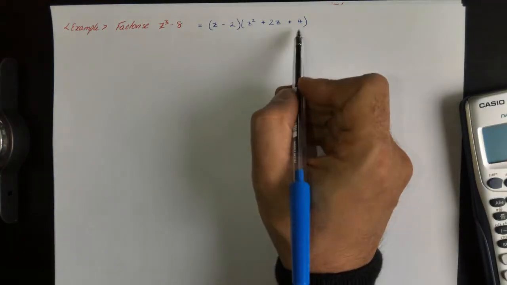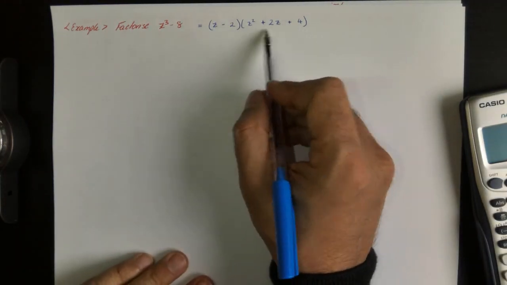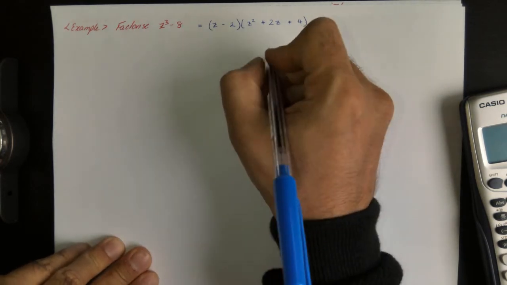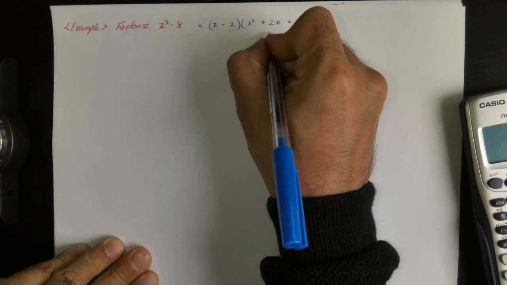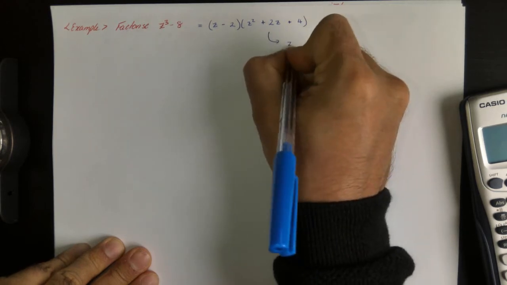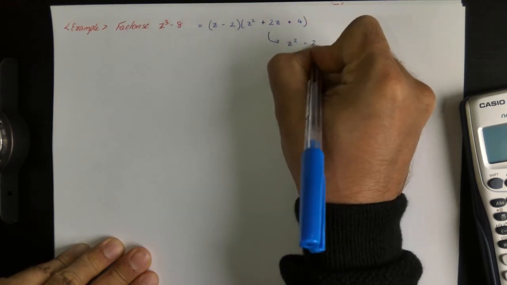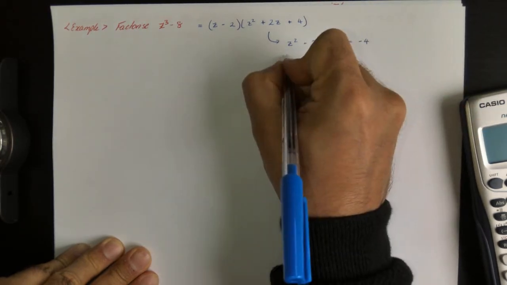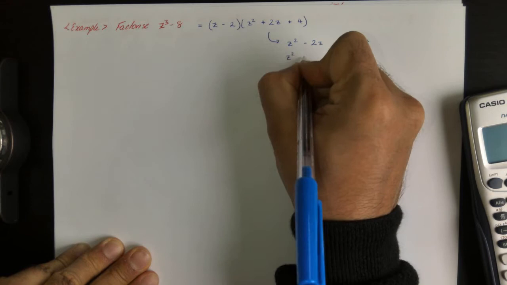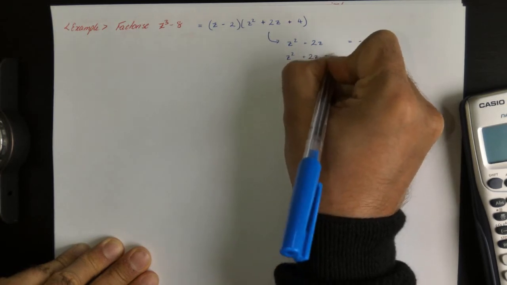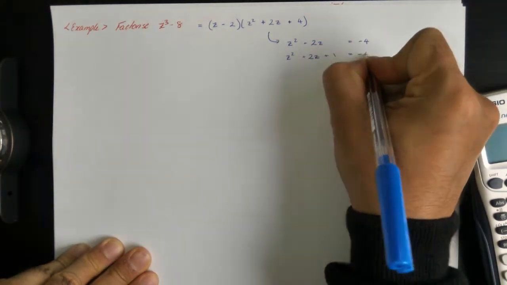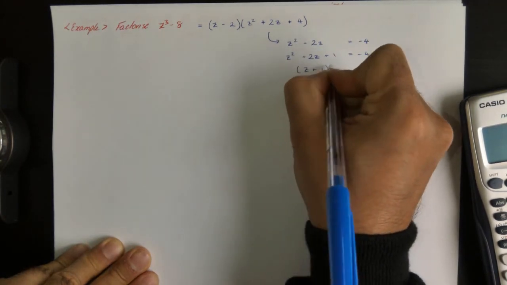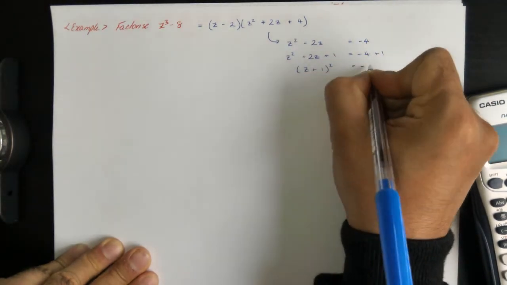Yep, there's no two numbers that multiply to give you 4 but add together to give you 2. So for this part, let's complete the square. Alright, so we get z squared plus 2z plus 1, because that will give me z plus 1 all squared, and that gives me negative 3.